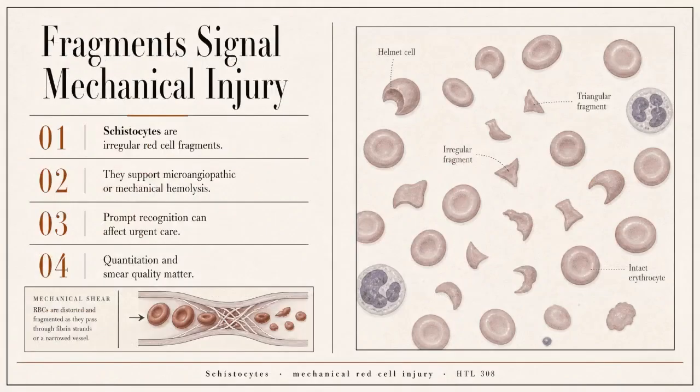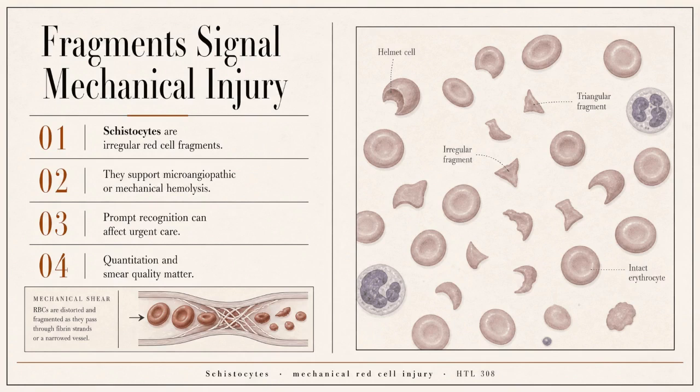Schistocytes deserve special attention because their recognition can carry urgent clinical significance. They are fragmented red cells, often appearing as helmet cells, triangular fragments, or irregular pieces. Mechanistically, they form when red cells are physically sheared or cut as they move through abnormal circulation. This can occur in microangiopathic hemolytic anemia, disseminated intravascular coagulation, thrombotic thrombocytopenic purpura, hemolytic uremic syndrome, severe burns, malignant hypertension, or with mechanical heart valves.